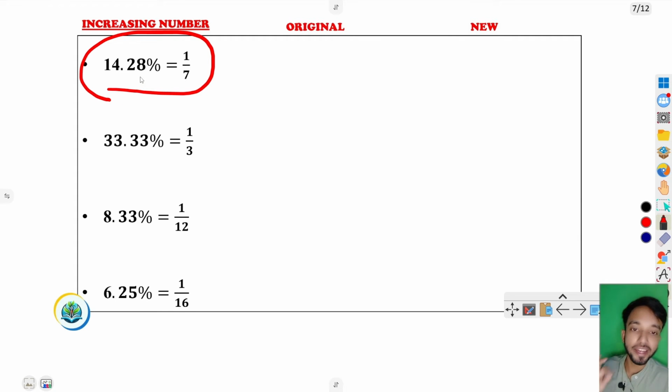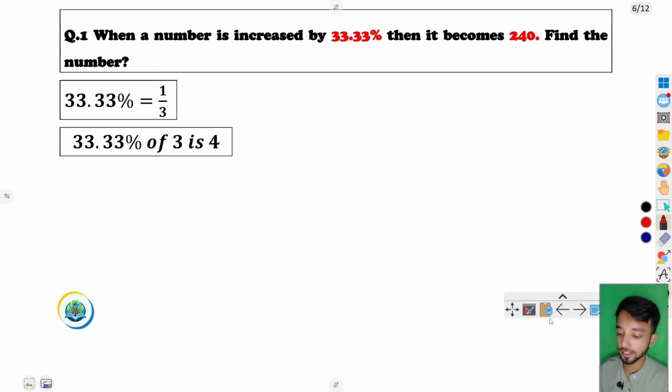Because whenever we find in a question that a number is increased by 14.28%, then we know that the value is 1 by 7. So we will consider the original number to be 7 and the new number will be 7 plus 1. What will we get? 8. Is this clear?